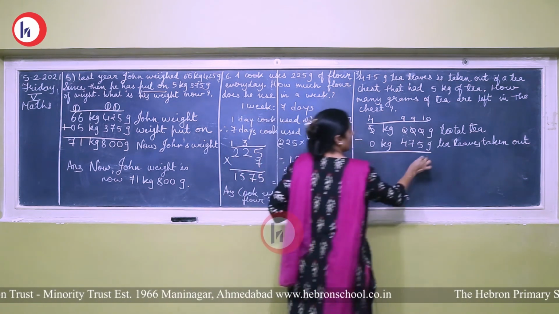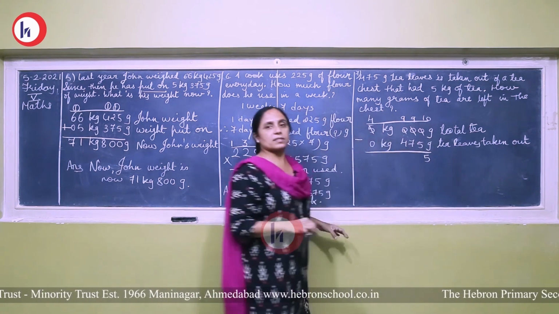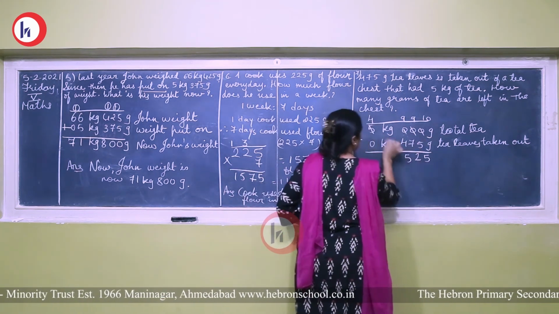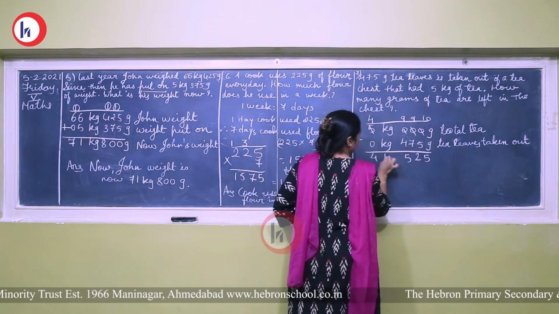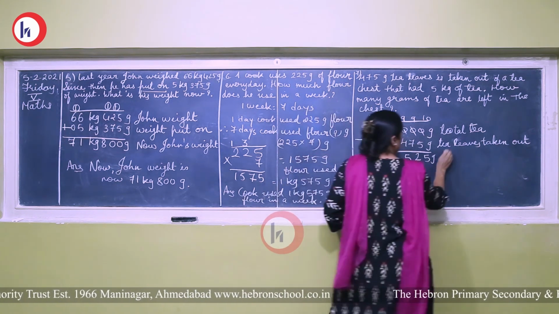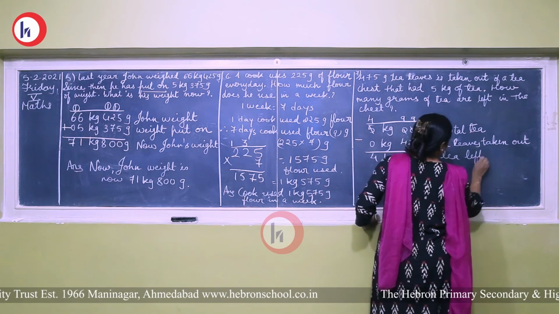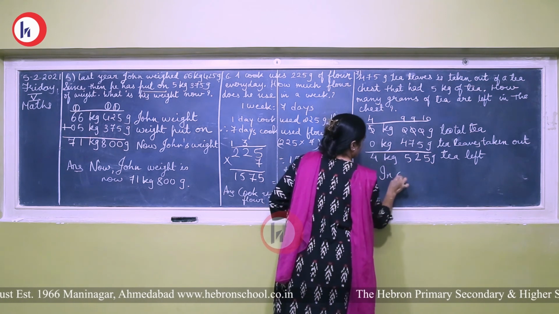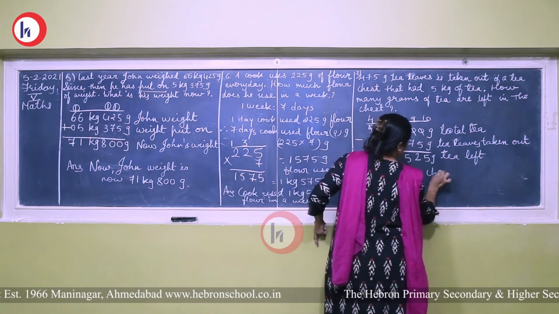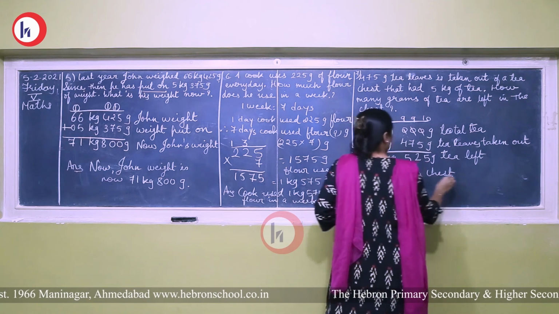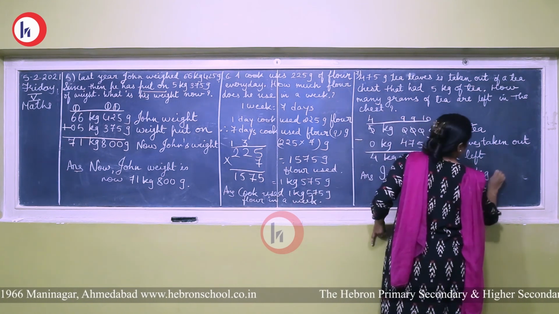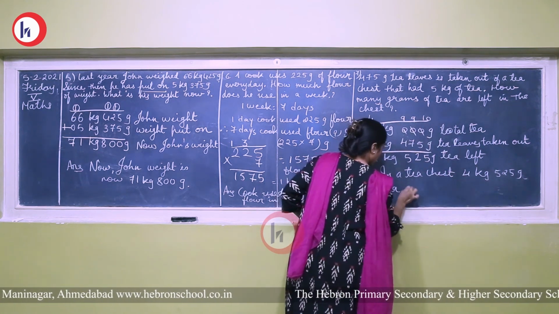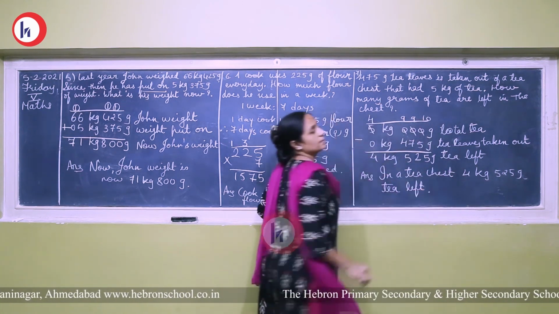Now 10 minus 5, 5. 9 minus 7, 2. And 9 minus 4, 5. And 4 minus 0, 4. Tea left. Answer. Tea left is 4 kilogram 525 gram. Tea left. Thank you.